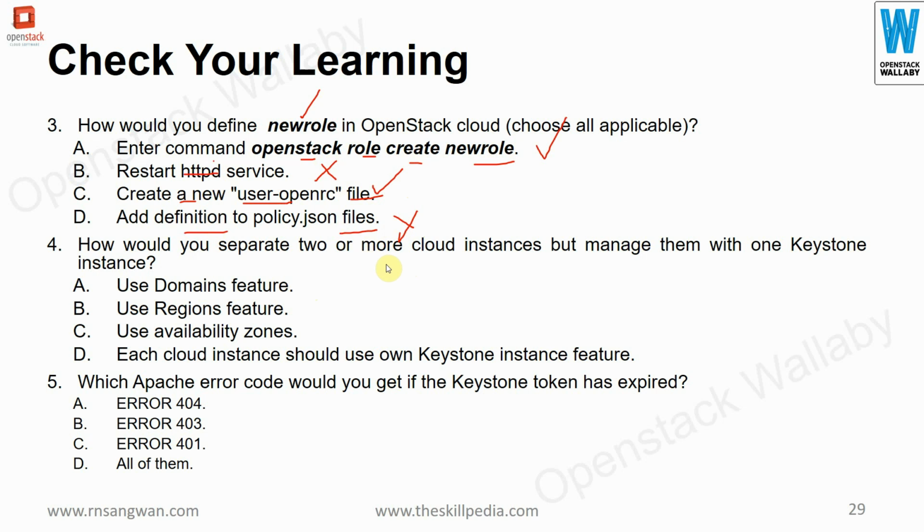How do you separate two or more cloud instances but manage them with one Keystone instance? We have options: two or more cloud instances, but with one Keystone. We have the features of domains or regions or availability zones, or each cloud instance should use its own Keystone. No, this is not true. So we have the concept of regions here.